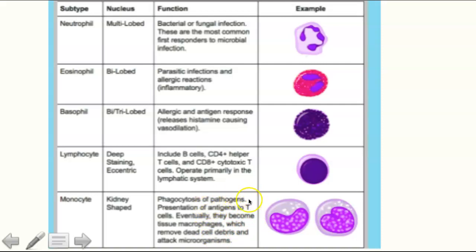So if a virus were to get into the body, the monocytes would essentially eat the virus, take the antigen off of the virus and present it to a T cell and say, here is the virus, here's what it looks like, go get it. And then these T cells would go out and start fighting that virus. And then the monocyte also sort of works as the cleanup crew to break down dead cell debris, attack other microorganisms. So it's sort of like the cleanup crew of the white blood cells.